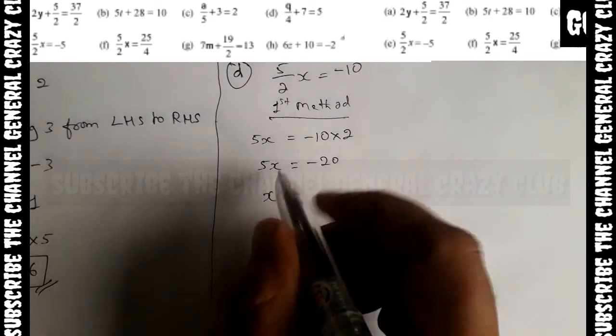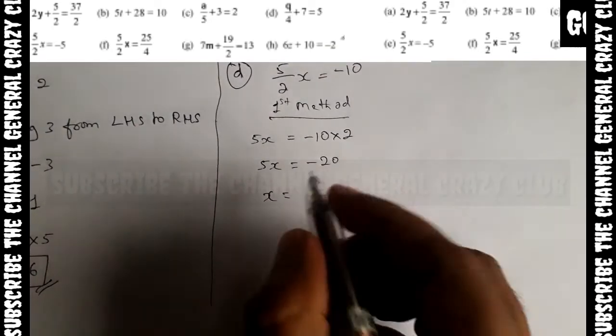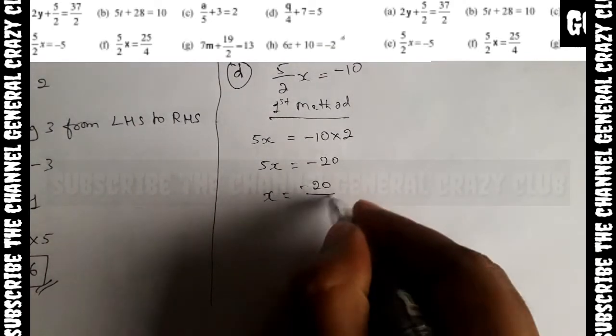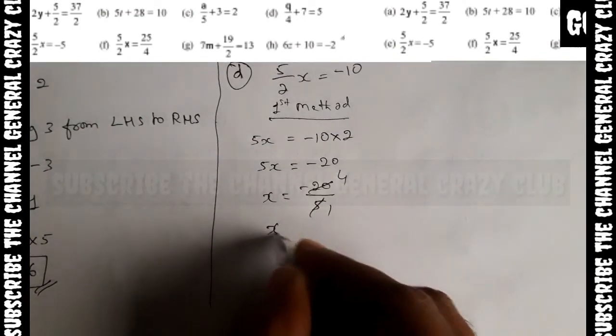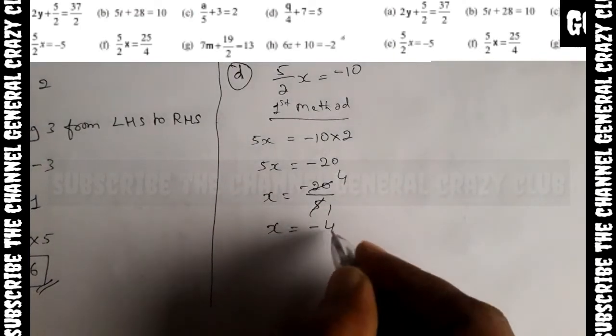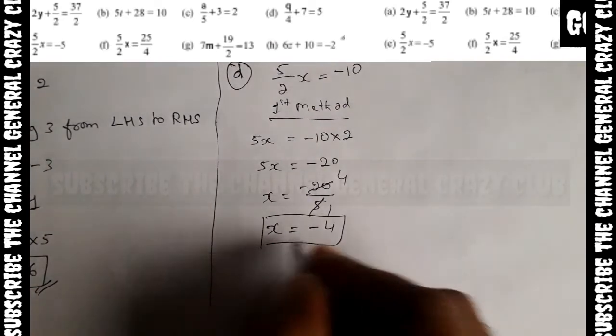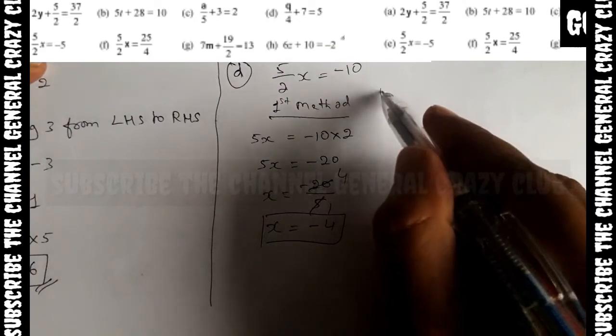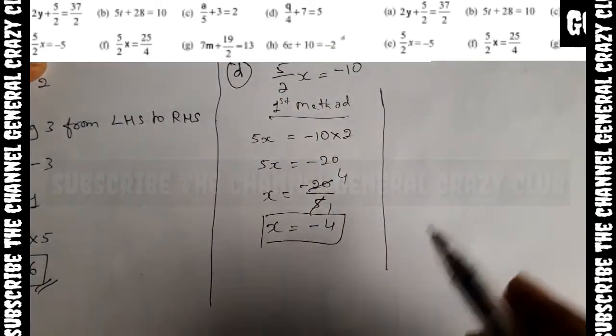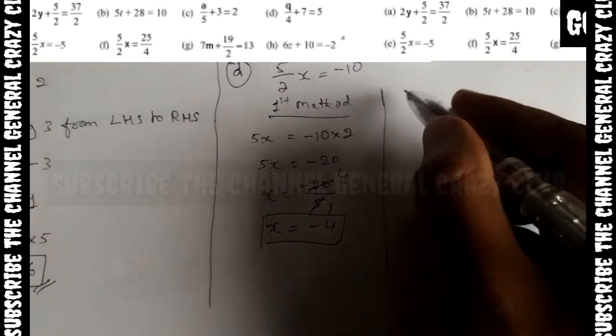X is equal to, here we are transposing 5, minus 20 divided by 5. 5 fours are 20. Means x is equal to minus 4. Answer. This is the first method. Second method.